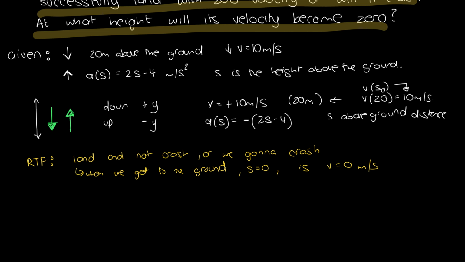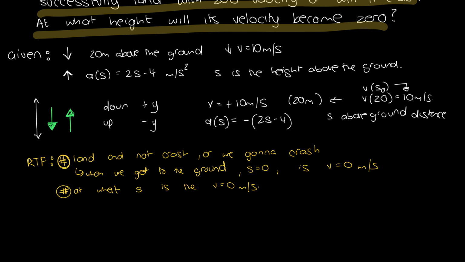Okay. And then the second thing that we were required to look at is at what height, so at what S value, because remember S is the distance to the ground, so that is height, is the velocity equal to 0 meters per second. So we have two things that are kind of connected, but we're looking at, are we going to crash? And at what height will the velocity be equal to 0?